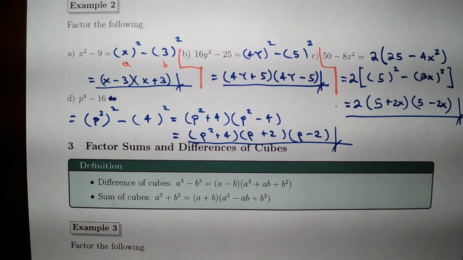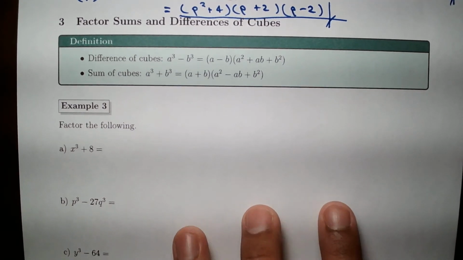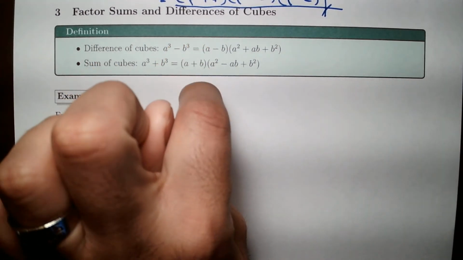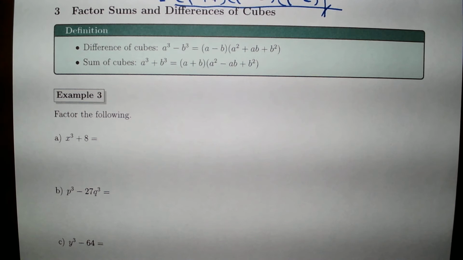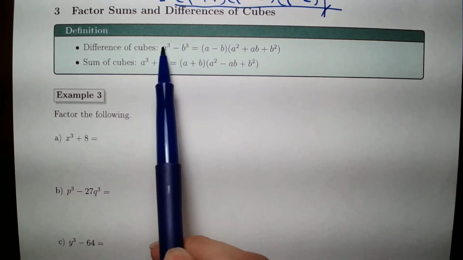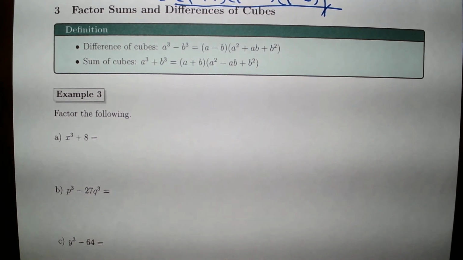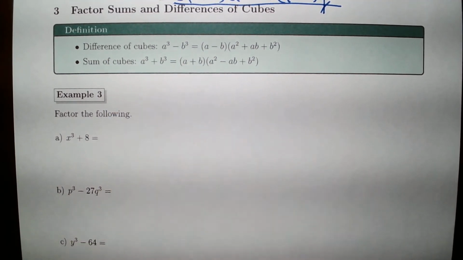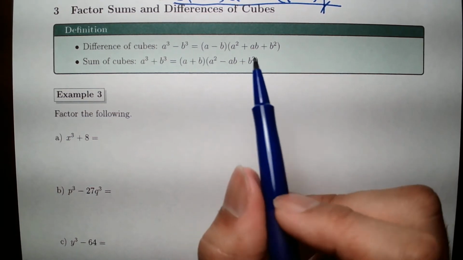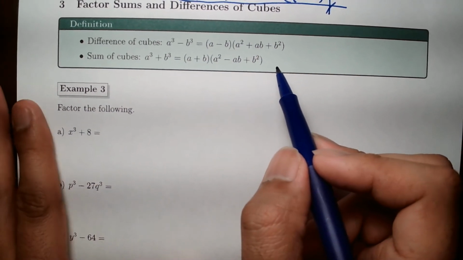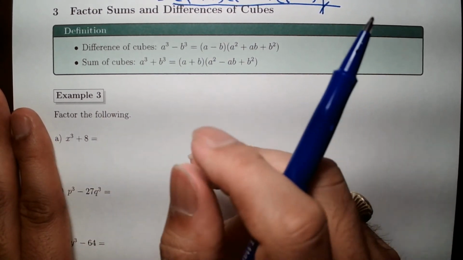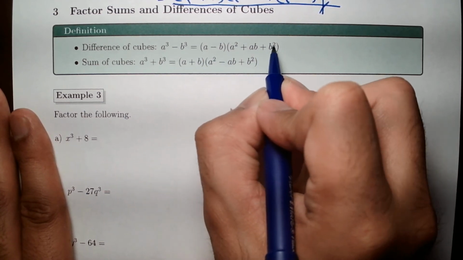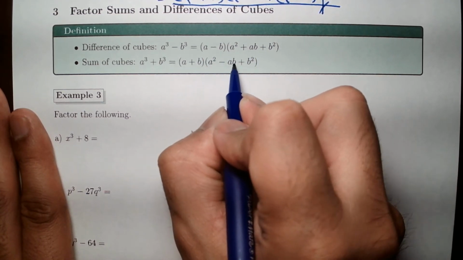Alright, now let's do the last part of this section, which is factoring sums and differences of cubes. Well, what are we going to do in this case? We need to essentially know how to use these two formulas. Notice the power of 3, that's how we know these are cubes. In this case, difference of cubes because of the minus sign, and sum of cubes because of the plus sign. And if you look at these two formulas, they look the same: a minus b, a squared, ab, b squared; a plus b, a squared, ab, b squared.